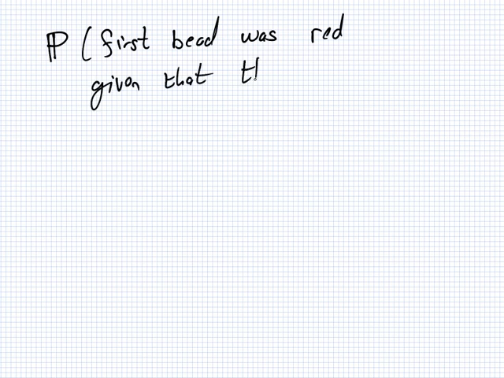let's see, the probability that the first bead was red, given that the second was red. So you know this is what you know: the second bead is red. You know that for a fact. You want to know what's the probability that the first bead was red, but you know that the second bead was red. Just make sure you write in first and second. So it's the probability that the first one's red given the second one is red.